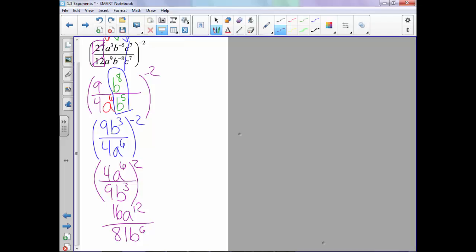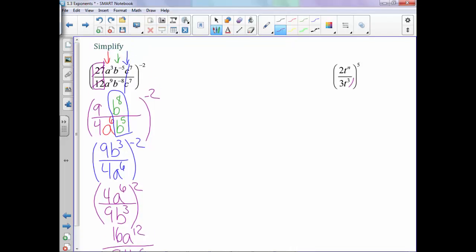So it's not too bad if we just take it piece by piece. Our t's, we can simplify. Remember, we subtract our exponents, so we'll have 2t to the n minus 3 all over 3. Now all of this is to the 5th power. So now everything is to the 5th power. 2 to the 5th power is 32. And let's take care of this 3 to the 5th power as well. That gives us 243.